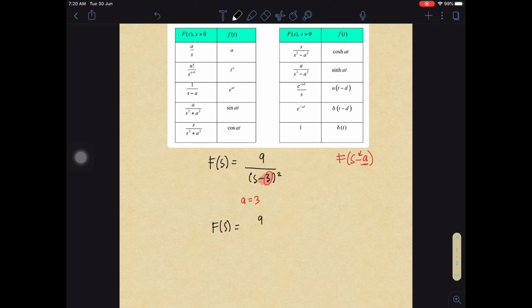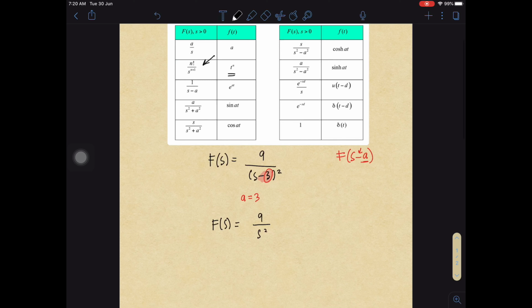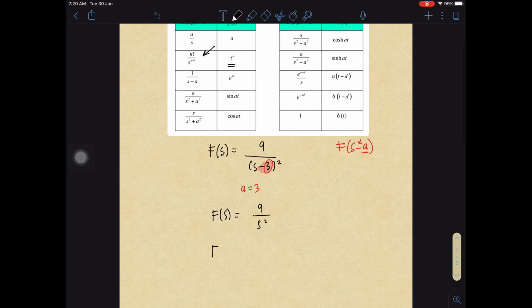We can rewrite our function here as F(s) equal to 9 over s to the power of 2. Now you can see that in your denominator you have s to the power more than 1, therefore this one is related to the function here, which will give you f(t) equal to t to the power of n. In the denominator s is to the power of n plus 1, so let's rewrite our F(s). Our F(s) is equal to 9 over s to the power of 1 plus 1, so directly you know that your n is equal to 1.